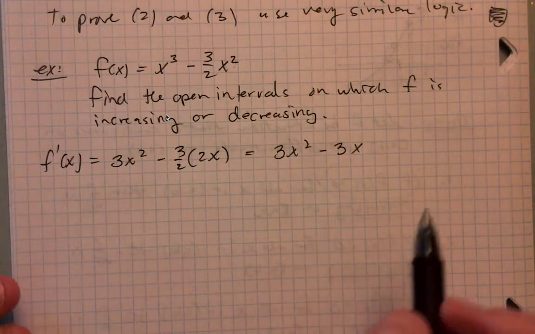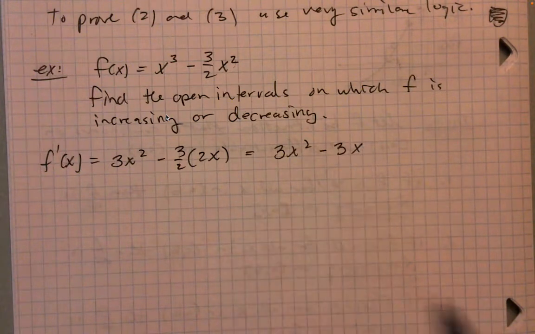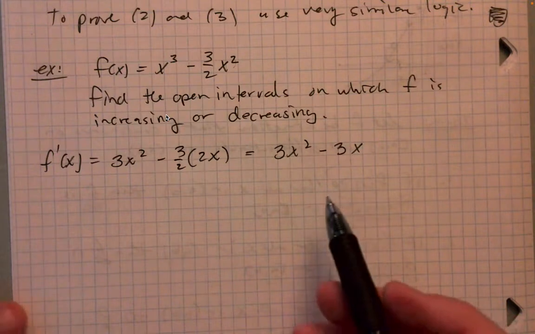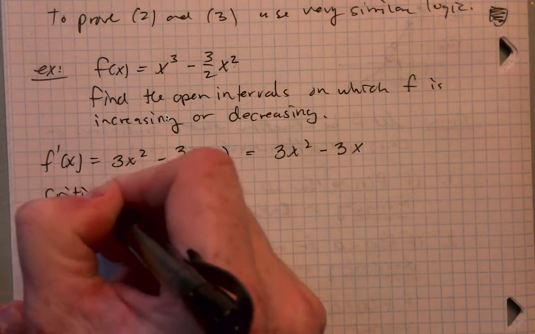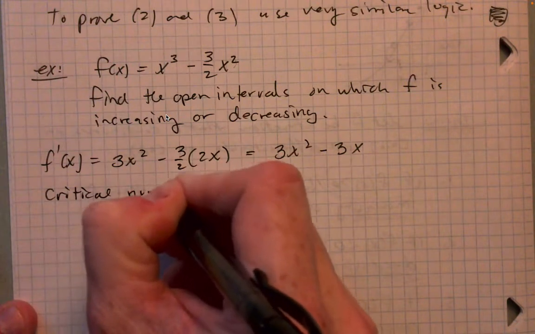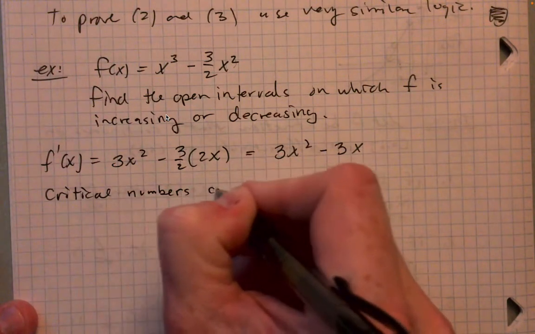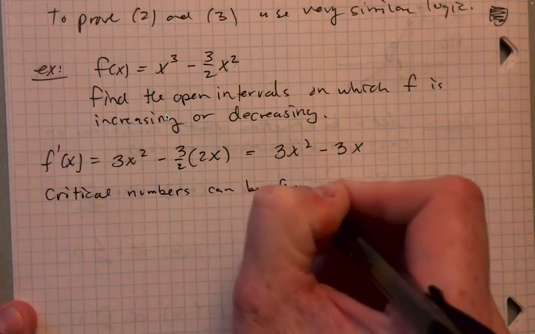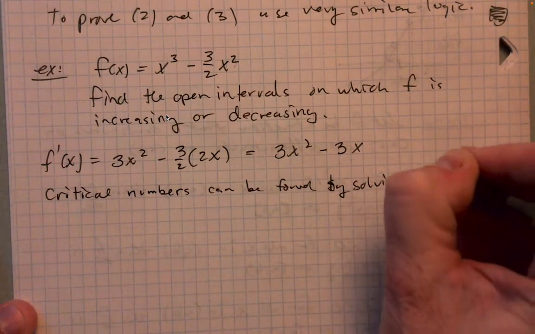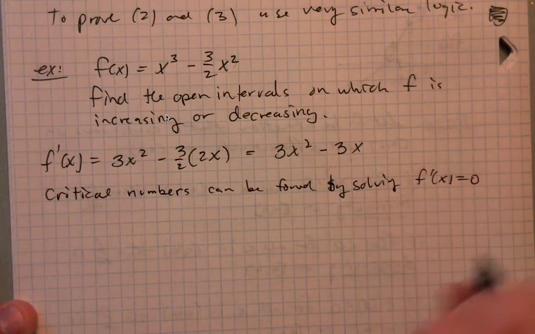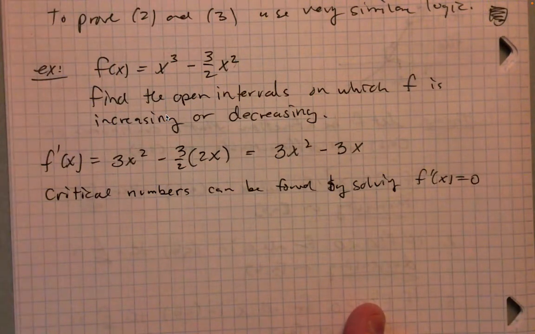If you recall, that's going to be where we have relative maxes and relative mins, and those are found. So I'll write it, critical values. I think numbers might be better. Let's write critical numbers can be found by solving f prime of x equals 0. So we have to set the derivative equal to 0 and solve for x.